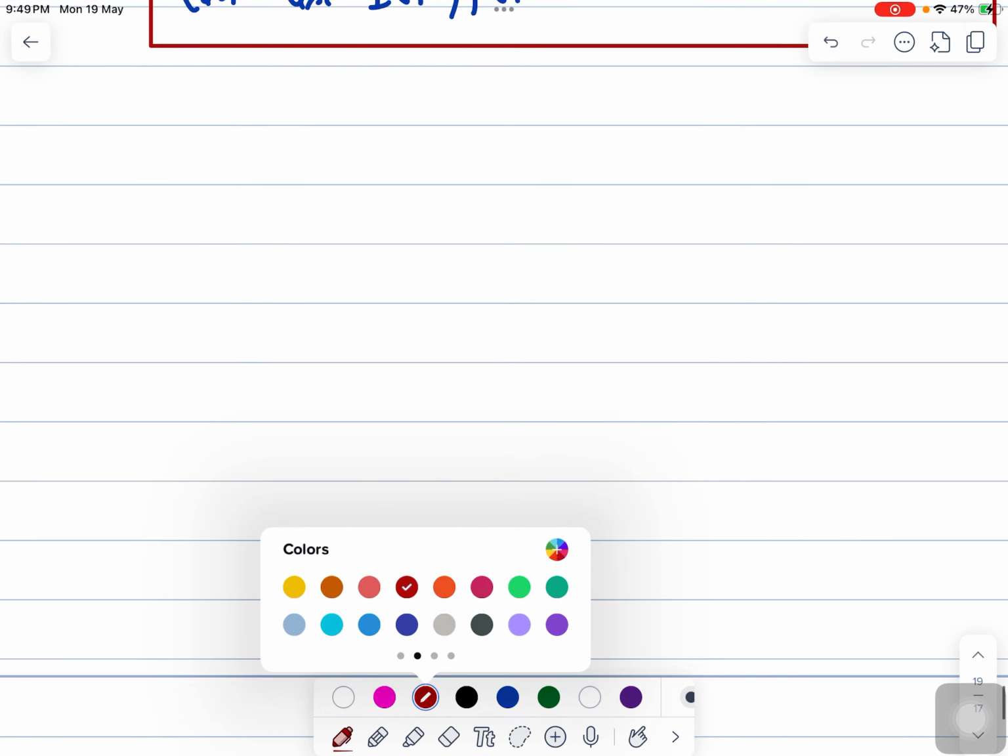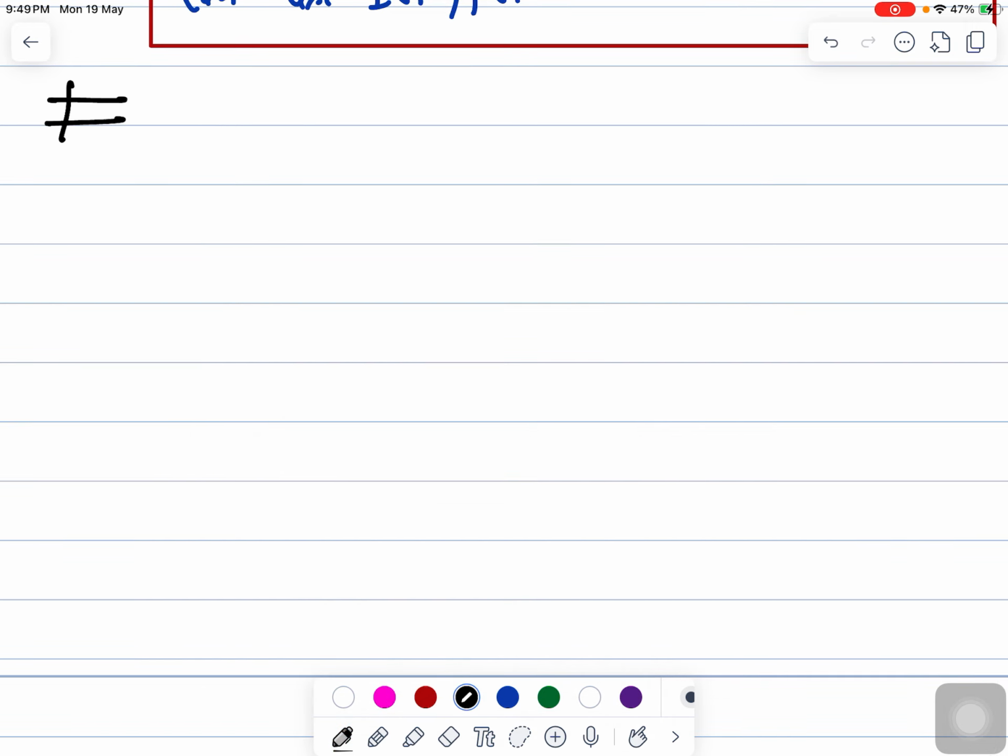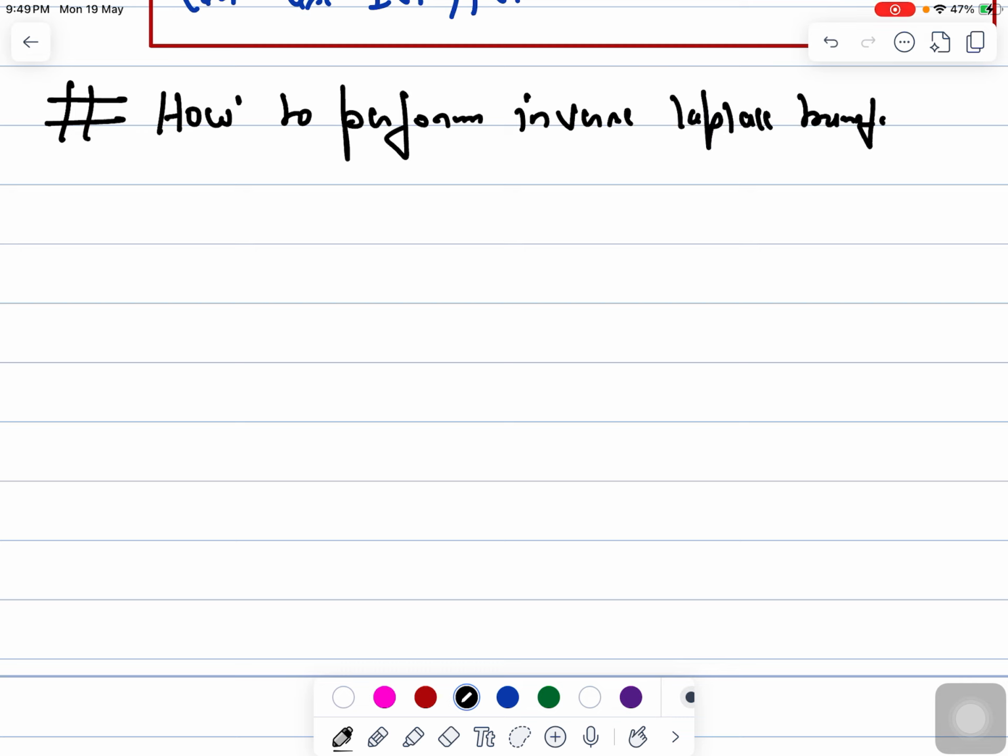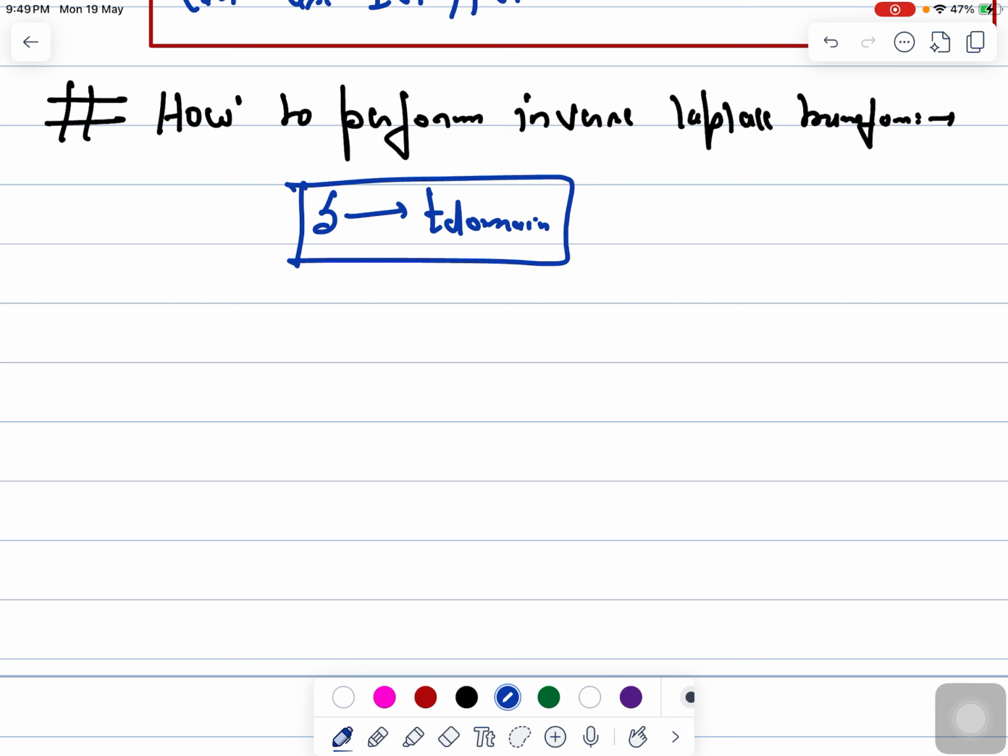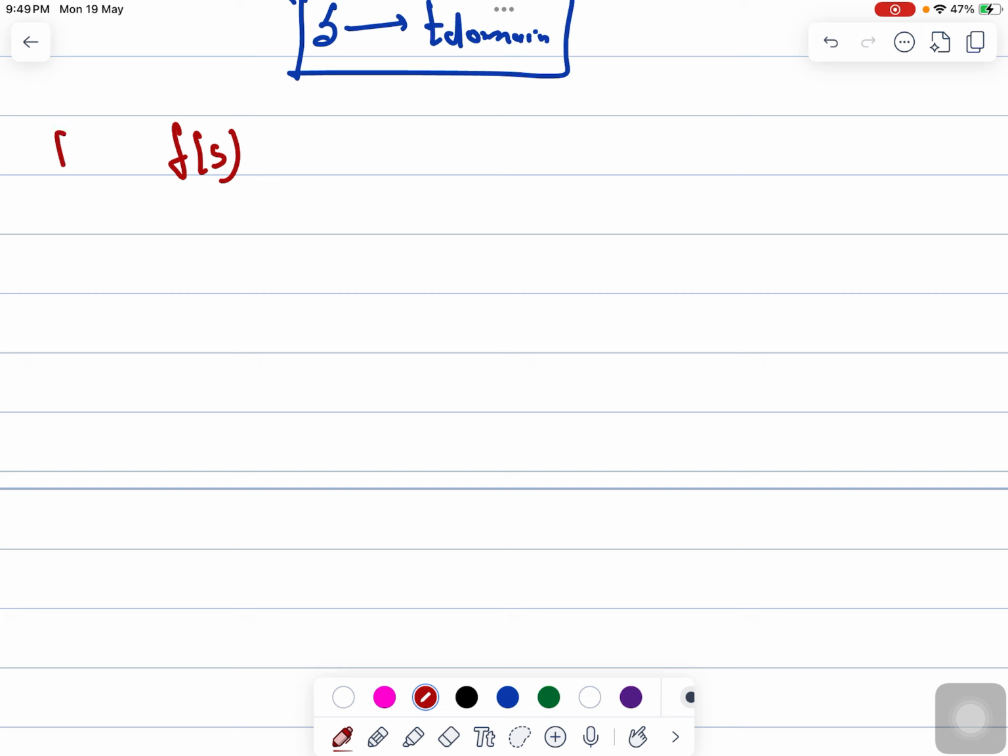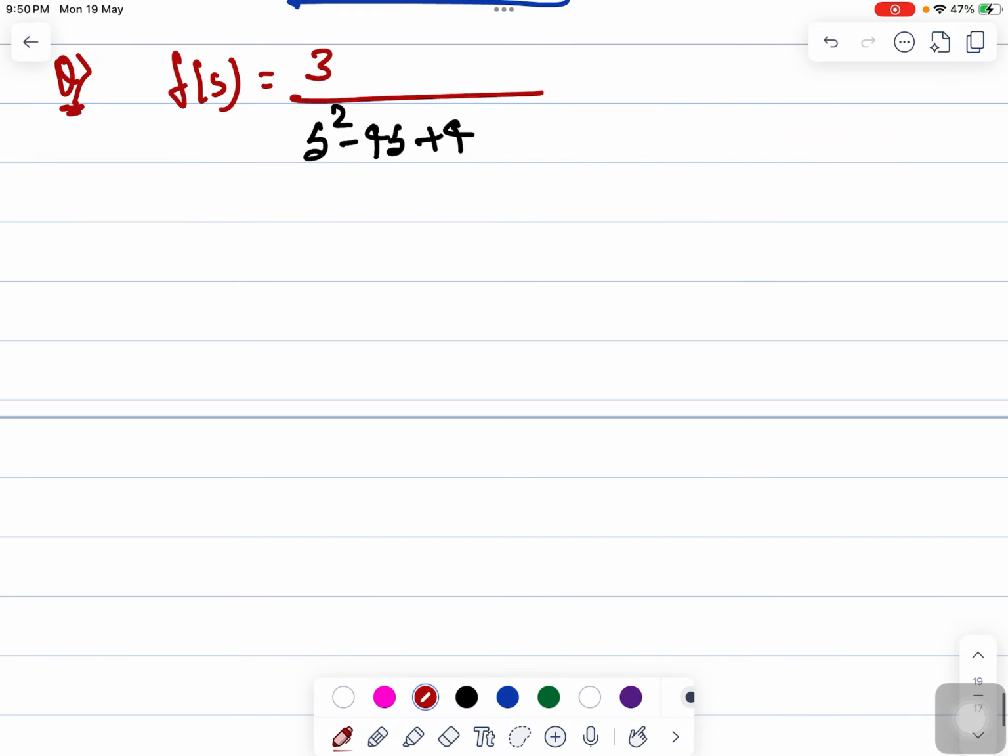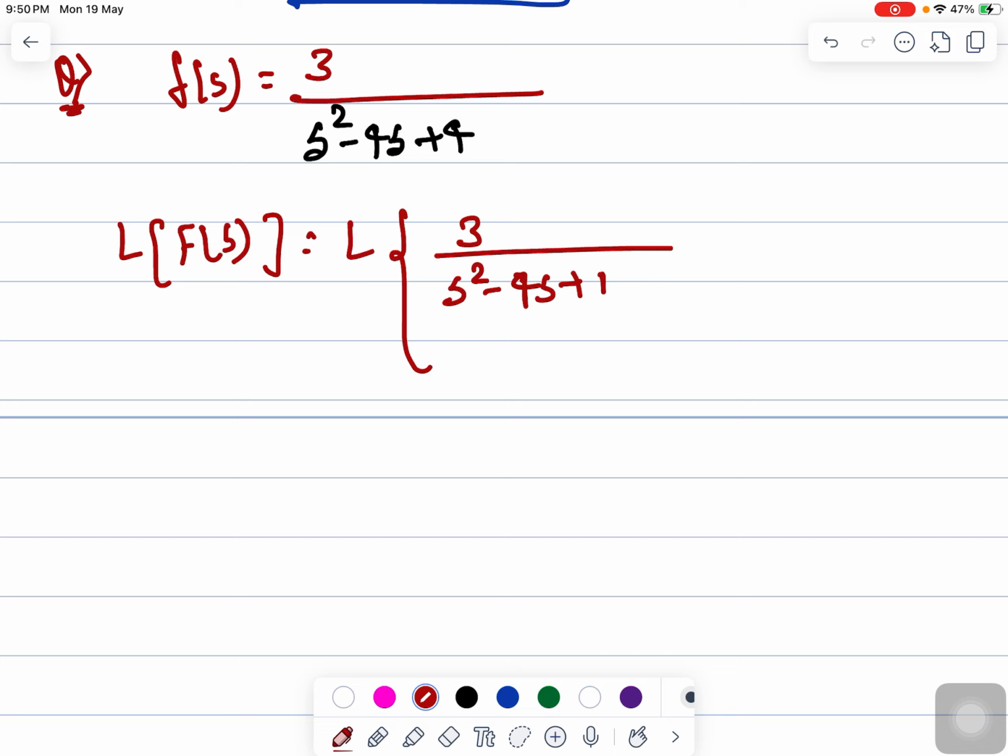So let's say you have an S domain, and I'll be teaching you about the inverse Laplace transform, where we convert the S domain to the T domain. Is that clear? So let's try to understand. I'll be teaching these things with the help of an example only. Let's say we have a function F(s) equal to 3 upon s square minus 4s plus 4. But you want to convert this into the T domain. So how will we convert? If I take the inverse Laplace of F(s), that will be equal to the inverse Laplace of 3 divided by s square minus 4s plus 4. Is that clear?